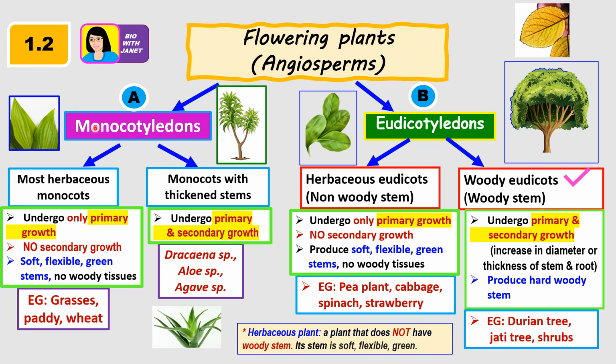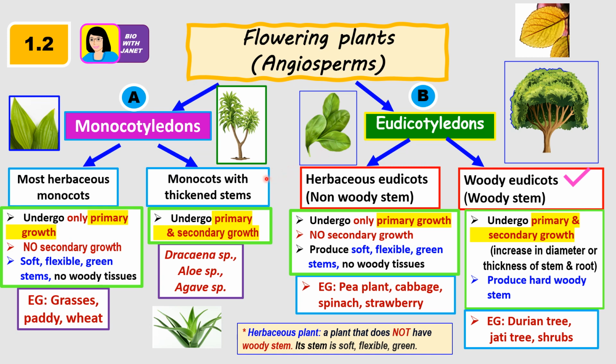Now let's go on to the monocotyledons. So again, we have two types of monocotyledons: the herbaceous monocots and those monocots with thickened stems, okay, that look like this. It looks a bit like wood, right? So the herbaceous monocots, like the herbaceous eudicots, only undergo primary growth. There's no secondary growth. They have soft, flexible green stems and no woody tissues. Examples are grasses, paddy, and wheat. All these have the parallel vein leaves. Okay, whereas herbaceous eudicots have veins with a network-like pattern.